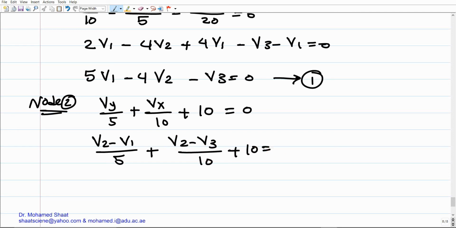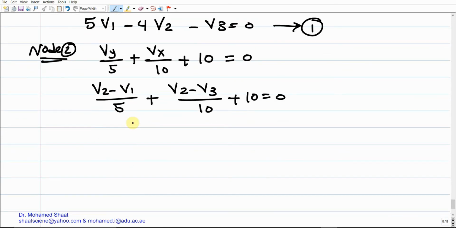Then multiply all the terms of this equation times the highest denominator, which is 10. So it means that we're going to end up with 2V2 negative 2V1 plus V2 negative V3 plus 100 equals 0. Then just collect the terms and make the arrangement to have V1, then V2, then V3.